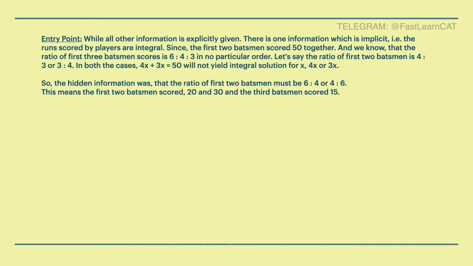Since the first two batsmen scored 50 together, and we know that the ratio of the first three batsmen's scores is 6 is to 4 is to 3 in no particular order, let's say that the ratio of the first two batsmen is 4 is to 3 or 3 is to 4. In both cases, the equation is 4x plus 3x equals 50. And clearly this will not give you an integral value for x, 4x or 3x. Similarly, the ratio cannot be 6 is to 3. So the hidden information was that the ratio of the first two batsmen must be 6 is to 4 or 4 is to 6. This means that the first two batsmen scored 20 and 30, and the third batsman scored 15.